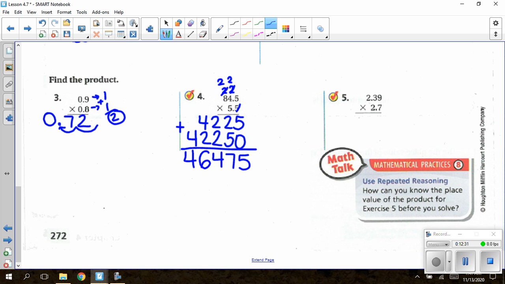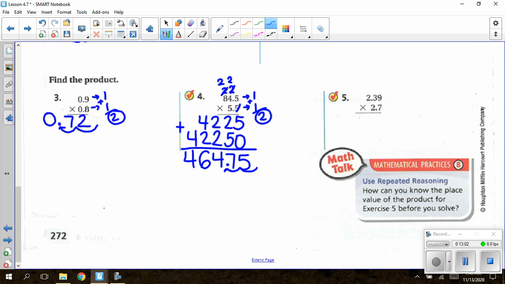So now to place my decimal, my top factor has 1 digit behind the decimal. My bottom factor also has 1 digit behind my decimal. That does give me a total of 2 decimal place values that I have to have for my answer. So from the end of my answer, 1, 2 to the left does place my decimal in between the 4 and the 7. So 464 and 75 hundredths is my final answer.